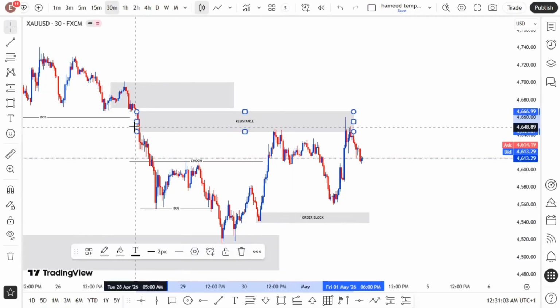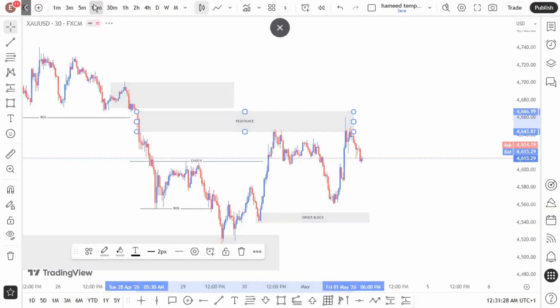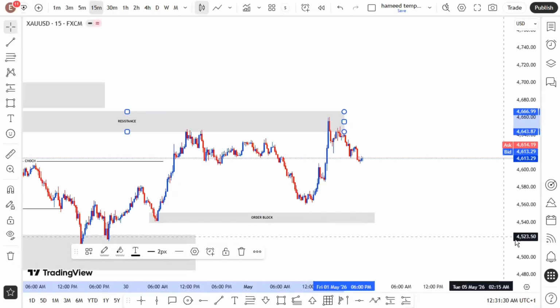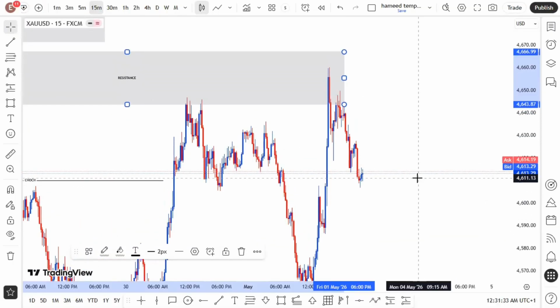Resistance, why? Because market already tapped in here once, came back again and tapped into it the second time, and still no break of structure. I mean, there should be a break of structure around here, but there is no break of structure. So which means market is just coming back to the resistance zone and reacting from there. So, moving forward, let's go to 15 minutes. So, here on 15 minutes, this is what we have.